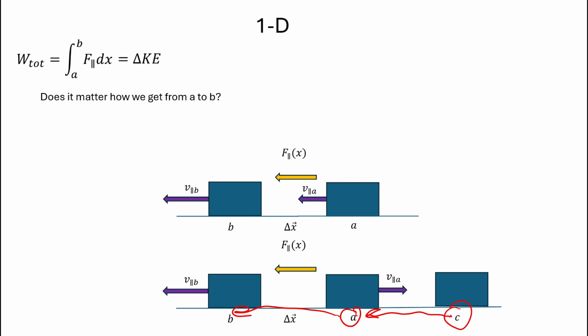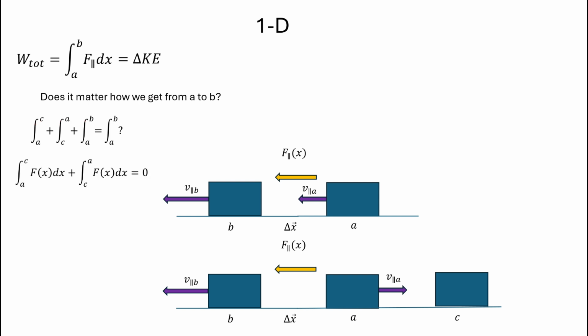And you may say, I don't understand what that's going to accomplish. How could it possibly accomplish anything? Well, let's play it out. So first we go from A to C, and then we go from C to A, and then we go from A to B, and that's the same thing. In order for these two to be equal, I need the following condition to be true: the integral from A to C plus the integral from C to A must equal 0.